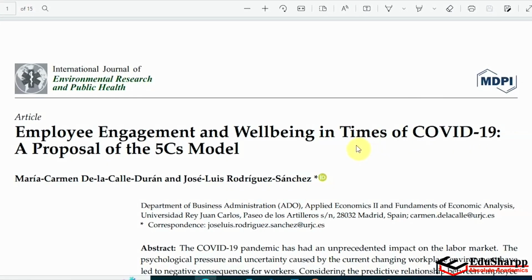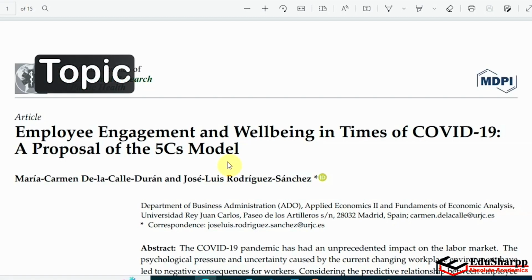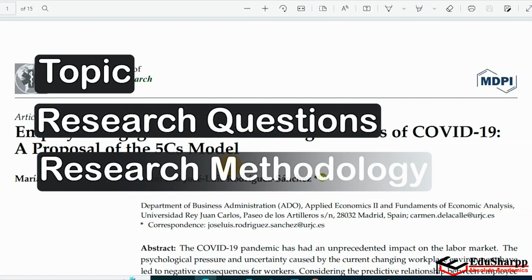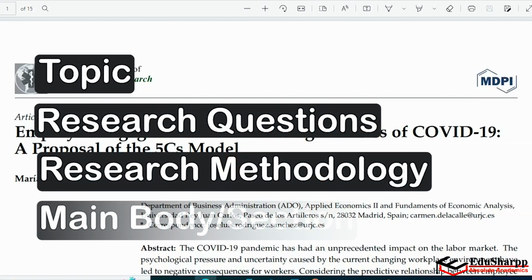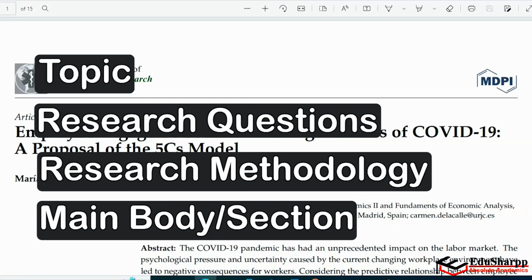So guys, in order to explain the conclusion paragraph, I have selected this particular journal article. This is the same journal article that I have selected in the introduction video as well. So in order to understand the conclusion, we must understand the topic first, and then what the research questions and research methodologies are and what the different sections in the paper are, then only can we understand the conclusion paragraph in a better manner.